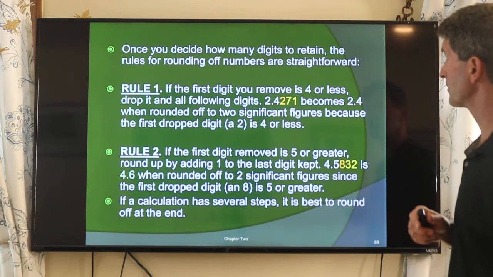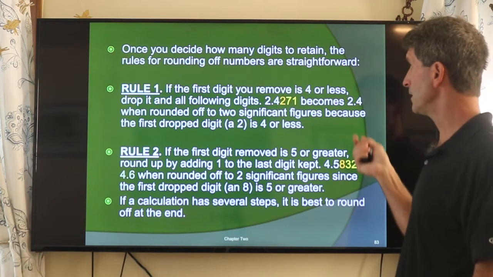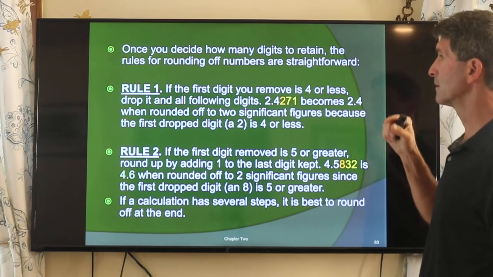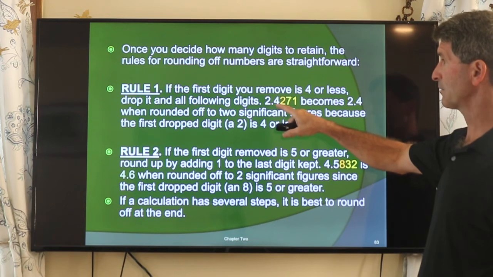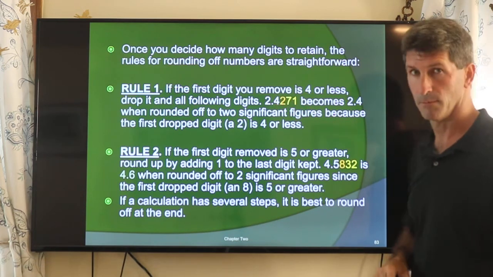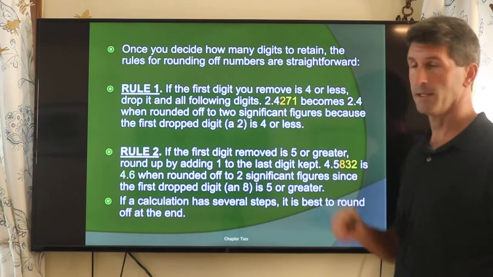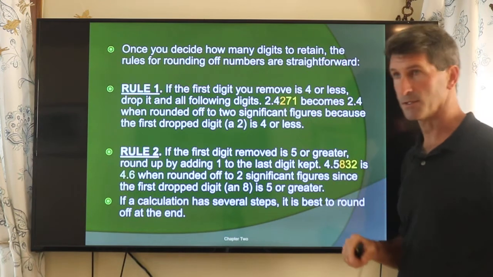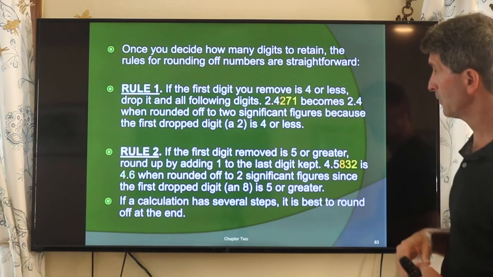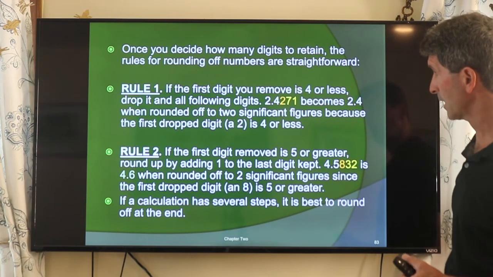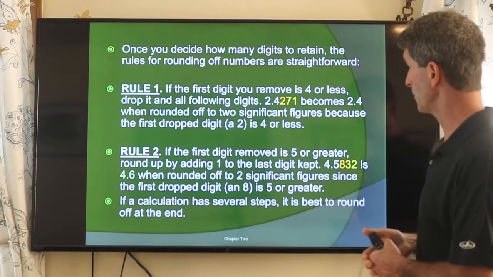Once you decide how many digits to retain, the rules of rounding off numbers are straightforward. If the first digit you remove is 4 or less, drop it and the following digits. So let's say that you want to round 2.4271 to 2 significant figures. That means you're only keeping the ones column and the tenths column. You're going to get rid of these. This 2 decides whether you go up or you keep where you are. Decides the fate of 4. Okay? But since 2 is less than 5, okay, we're going to keep it where it is. It becomes 2.4.